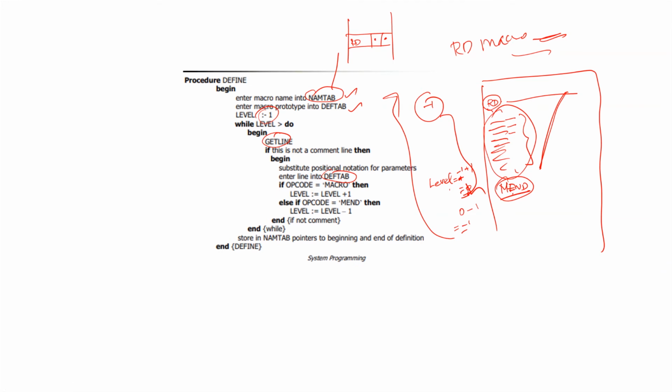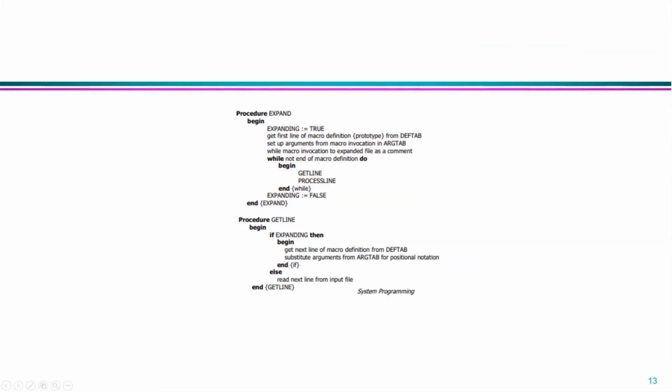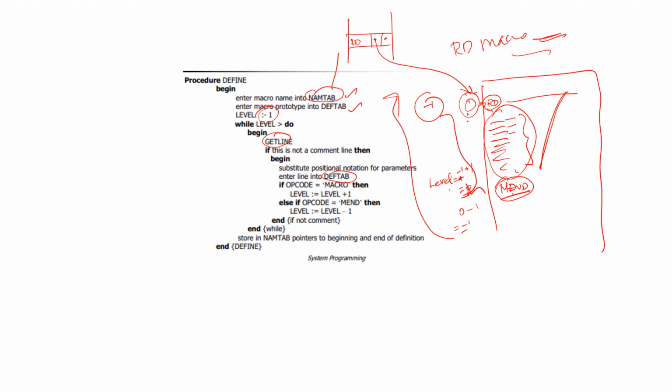So now what I can do is store the name table pointers. Here the starting definition, that is when it becomes 0, that is the starting definition. So the name table will point to the first position. When the level has become 0 initially for the first time, that is given as the starting address. When the level has become -1, after it has become 0, the level will reach -1 again. That is the ending address.